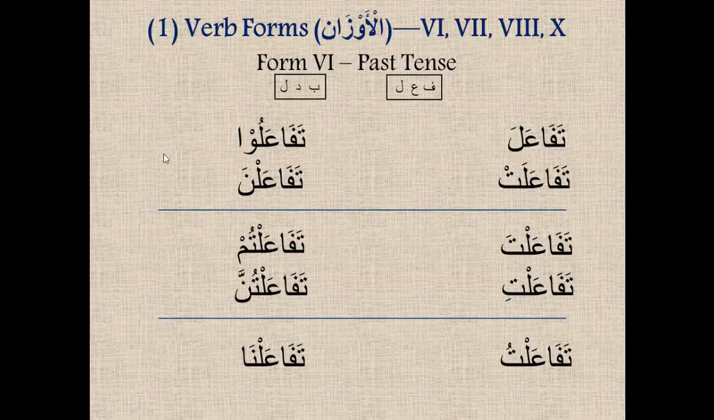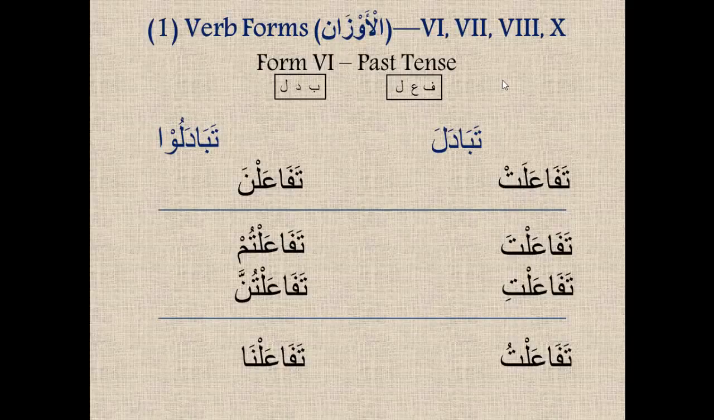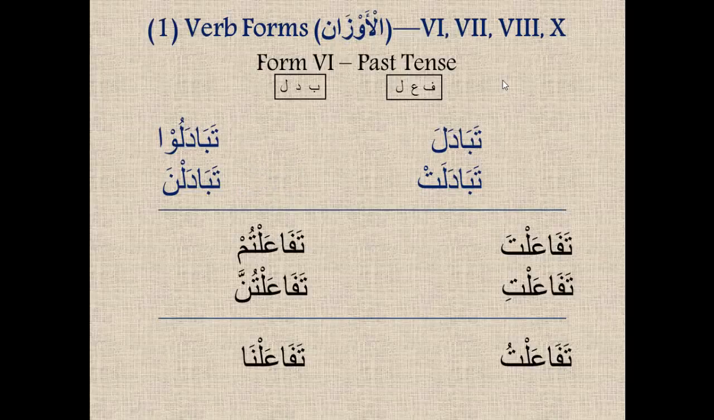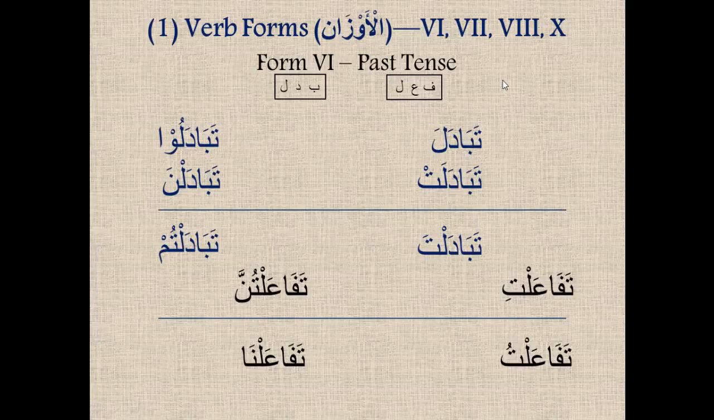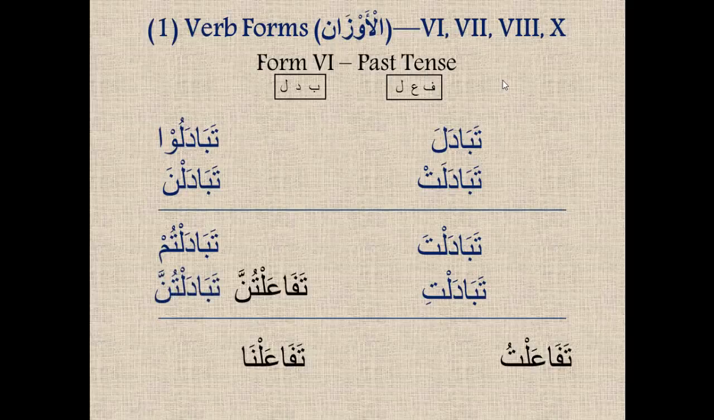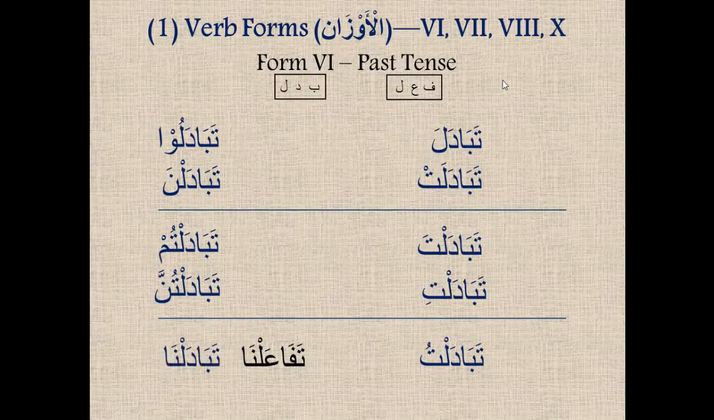Let's go through the conjugation of one form 6 verb with the root letters ba, dal, and lam. That would give us تبادل, which means to exchange mutually. تبادل، تبادلوا، تبادلت، تبادلن، تبادلت، تبادلتم، تبادلت، تبادلتن، تبادلت، تبادلنا.